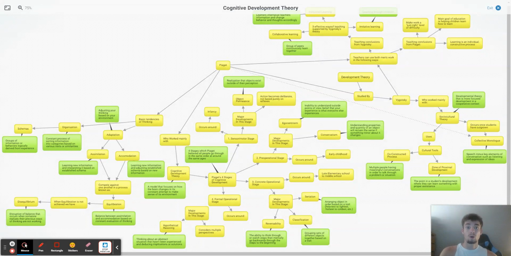So, why are we talking about this? How can teachers use this? Well, let's go up to the top right section, which is how teachers can use both men's work in the following ways. So, conclusions from Vygotsky. Vygotsky summarized most of his learning with 3 subsets of learning that he found to be effective, or that his theory supported.